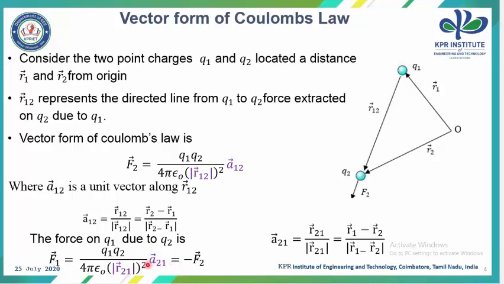While comparing the F1 result and the F2 result, the only change is the sign. The magnitude remains the same, but the direction will change. Now the A21 is the R21 vector divided by the modulus of R21, which is equal to R1 vector minus R2 vector divided by the modulus of R1 vector minus R2 vector.